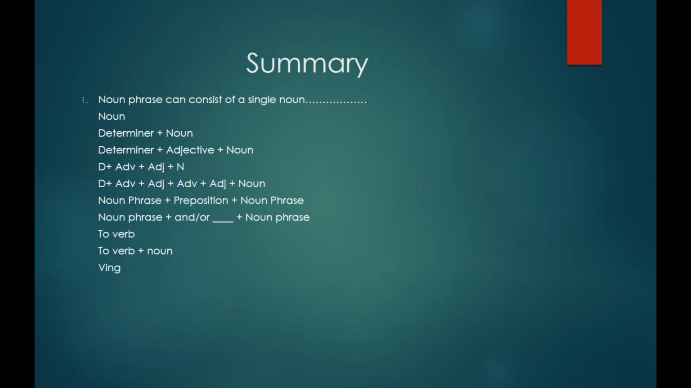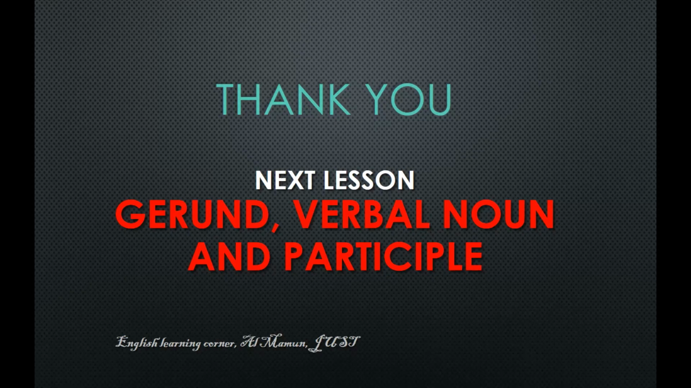Verb plus ing can be used as a noun phrase, and after verb plus ing you can have a noun as object, and you can have determiner plus verb plus ing plus preposition plus noun. Noun plus noun, and the first noun functions as an adjective and modifies the second noun. So that is all about noun phrase, structures of noun phrase.